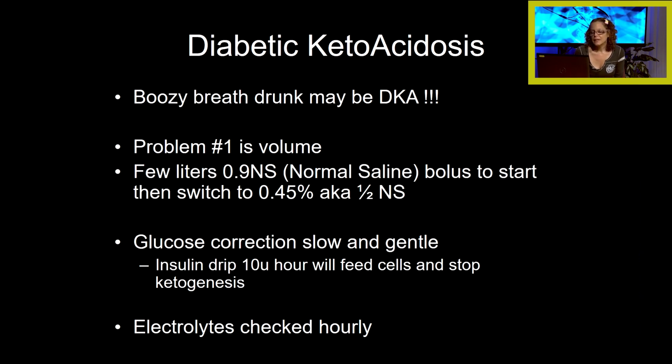So, in diabetic ketoacidosis, boozy breath may make it seem like they're drunk, but this is from the ketones, the acetone, a fruity-smelling breath. Problem number one is volume, right? So we want to give normal saline to start, and then we might switch over to half normal saline. We want the glucose correction to be slow and gentle. We want an insulin drip of 10 units per hour. This will feed the cells and stop the ketogenesis. And we want to check those electrolytes hourly and keep very close monitoring of those.